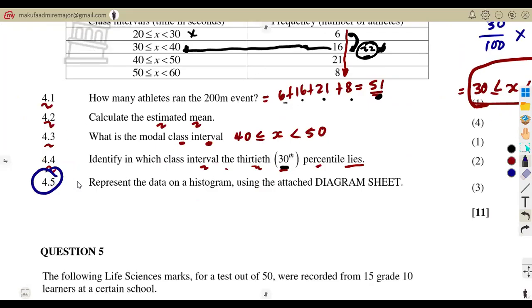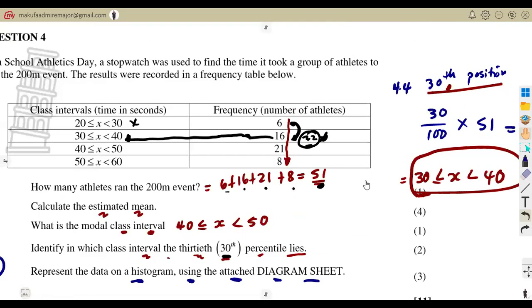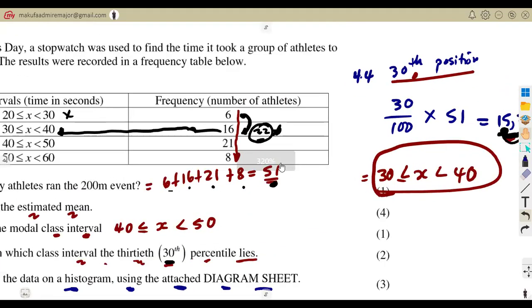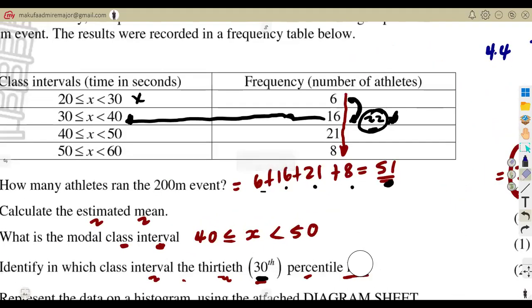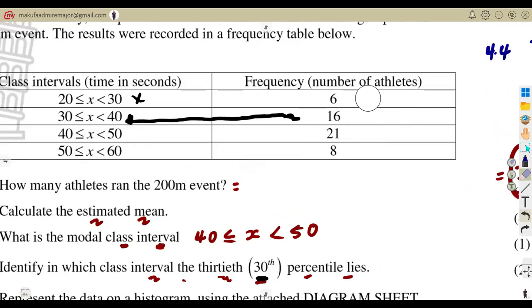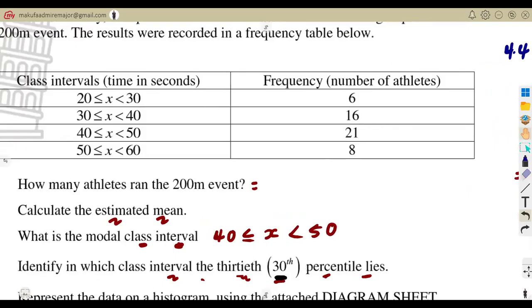4.5. Represent now the data on a histogram using the attached diagram sheet. On a histogram, this information that we have here. So you're going to take your values, guys. This is as they are. In our presentation, at our level, we are going to be given the same class intervals.